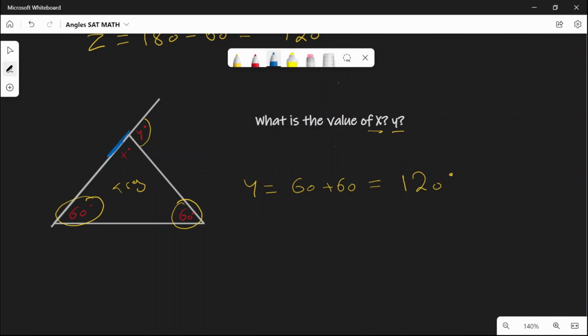And we know angle y and angle x both add up to 180 because both of them are based on a line, and a line has 180 degrees. So 180 is equal to x plus y, and we already know the value of y, which is 120. So 180 is equal to x plus 120. Solving for x, it will be equal to 60 degrees. So the value of y is 120 and the value of x is 60 degrees.